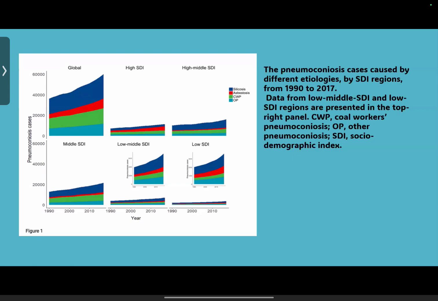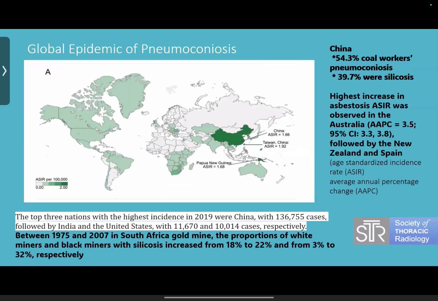So let's take a look at some of the worldwide statistics here. As you can see here, this is again from that paper, the pneumoconiosis cases caused by different etiologies, and this is based on socio-demographic index globally, increasing from 1990 to now. There's a great increase in some of these diseases, including silicosis and asbestosis, while coal workers' pneumoconiosis has actually gone down in many countries because of the limitations in those kinds of jobs. So here's a map that I have found also in this, the global epidemic of pneumoconiosis.